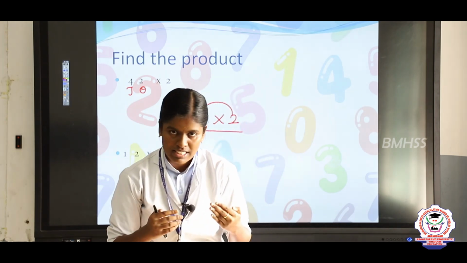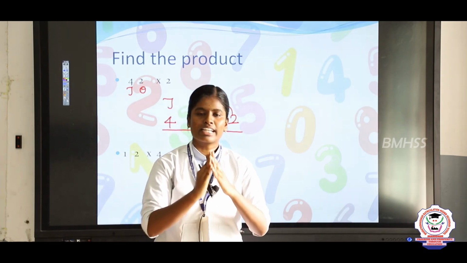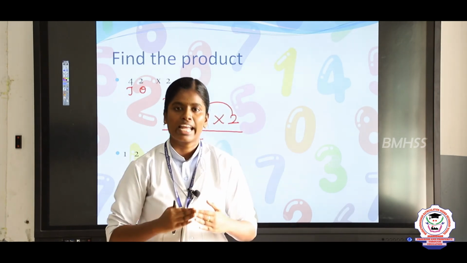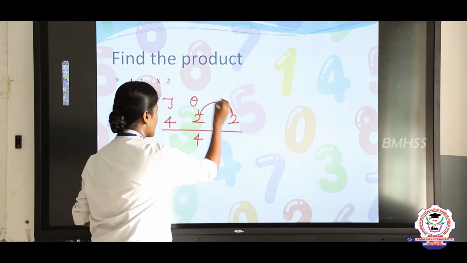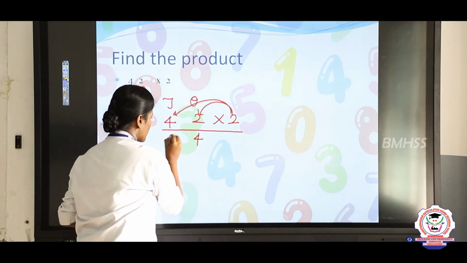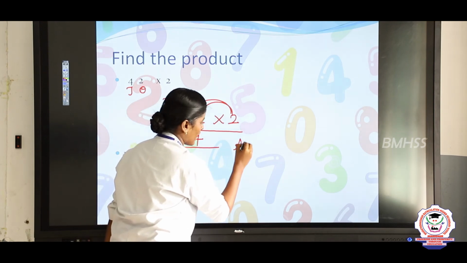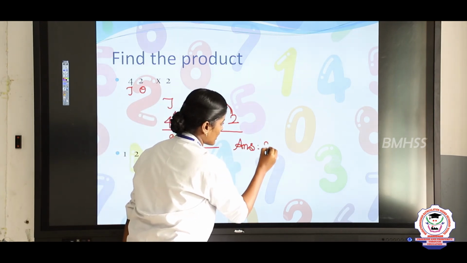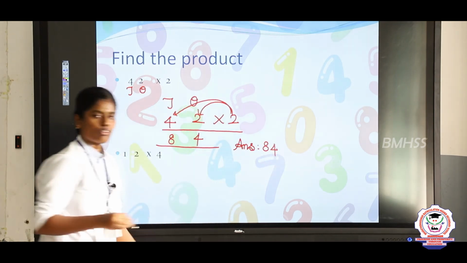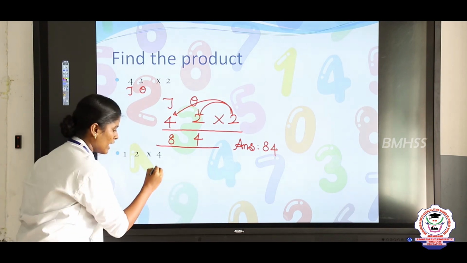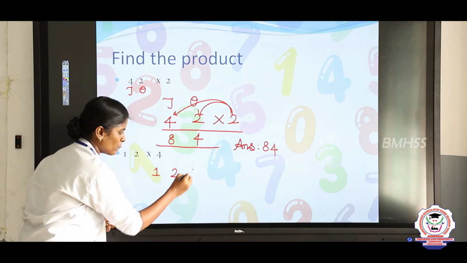The answer is, yeah, very good. You said the answer, ma'am. 2 4s are 8. So the answer is 8. So finally take and write the answer 84. The next question is take 12 and multiply by 4.